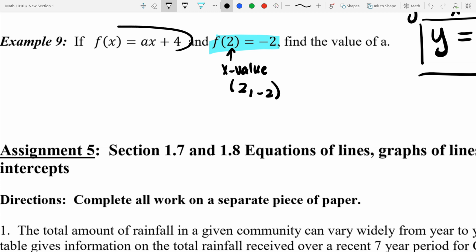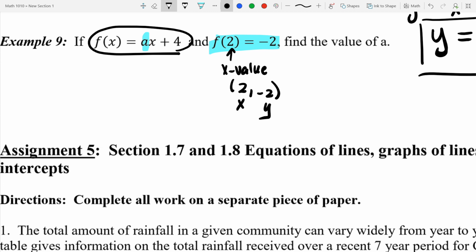Now I've got this equation. They want me to find a, so don't put anything in for a. How can I find a? Does anybody know? Go ahead, honey. Yeah, put 2 in for x and negative 2 in for y and solve for your a.